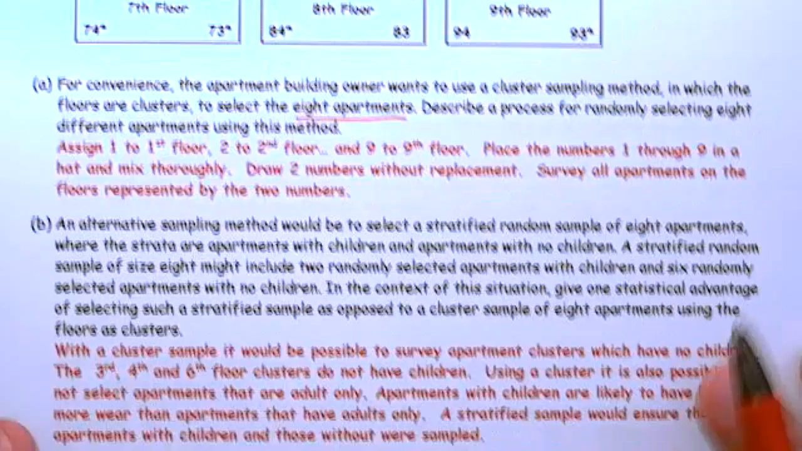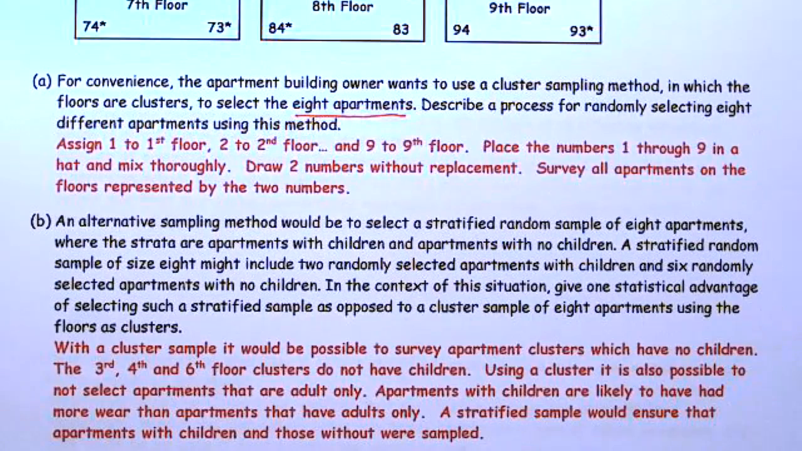With a cluster sample, it would be possible to survey apartment clusters which have no children. We said that the 3rd floor, the 4th floor, and the 6th floor do not have children. So if I used a cluster sample, it would be possible to get 3 and 4, 3 and 6, or 4 and 6, and not have any children.